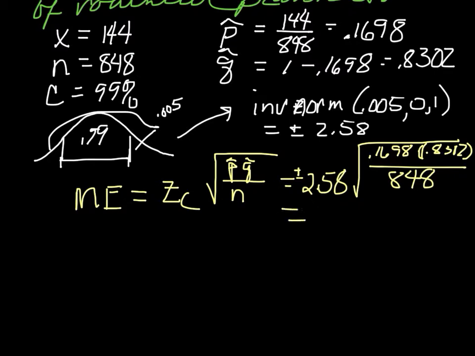And so once we do that, our margin of error is equal to, I'll figure it out for you, 2.58 times the square root of 0.1698 times 0.8302 divided by 848, and when I do that I get 0.0333, and therefore I can find the confidence interval.